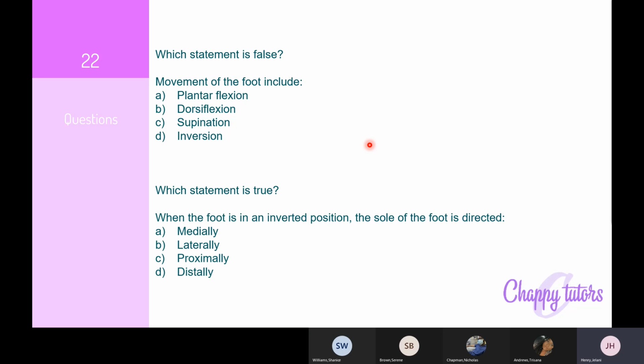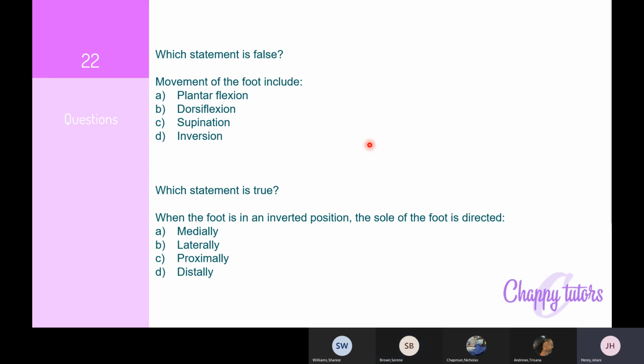And the other, which statement is true? When the foot is in an inverted position, so inversion of the foot, right? The sole of the foot is directed A, medially, B, laterally, C, proximally, or D, distally. Would it be B laterally? I say A.